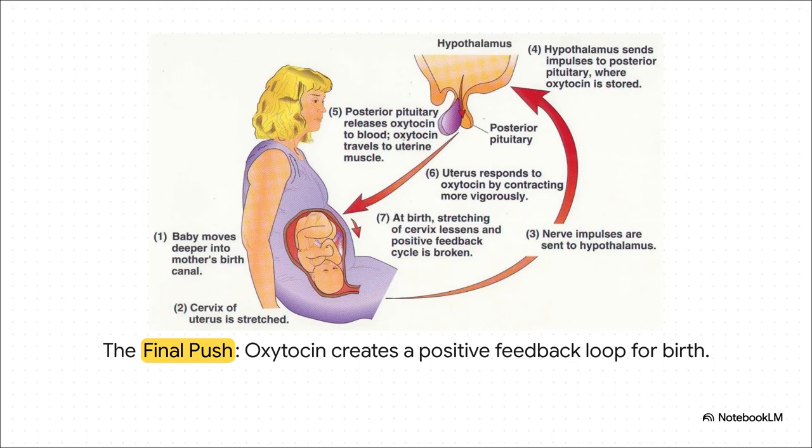The process of birth is driven by this powerful hormonal cycle. As the baby pushes on the cervix, it triggers the release of the hormone oxytocin. Oxytocin causes stronger uterine contractions, which pushes the baby further, which in turn causes even more oxytocin to be released. This incredible positive feedback loop just keeps intensifying until birth is complete.